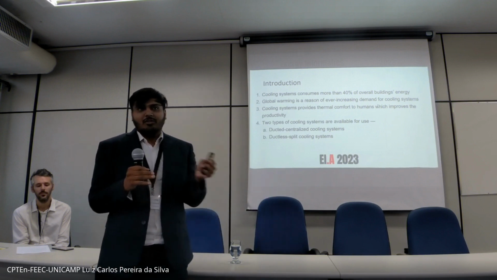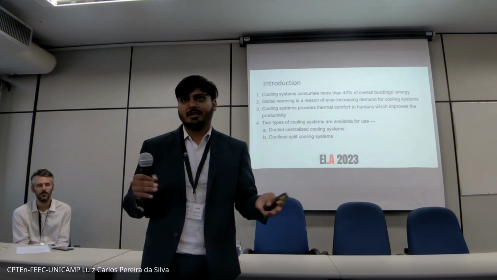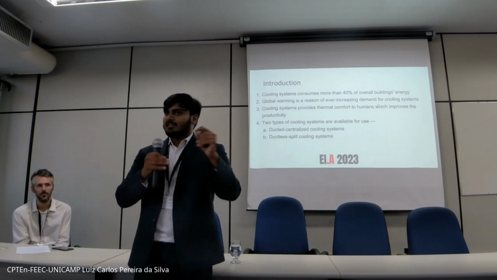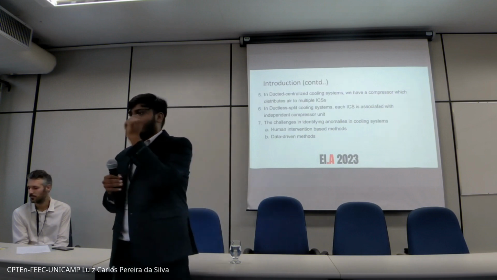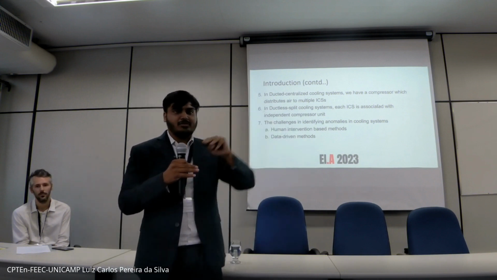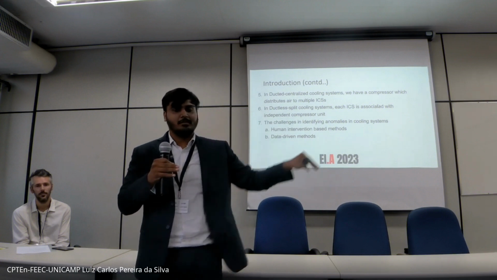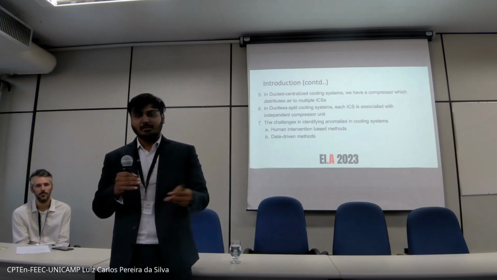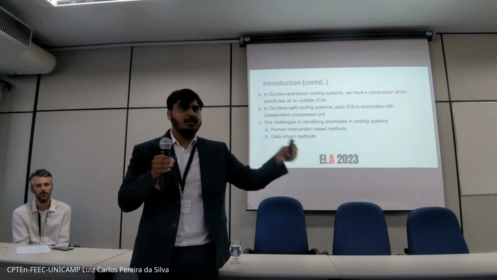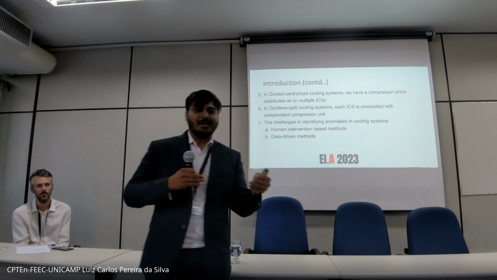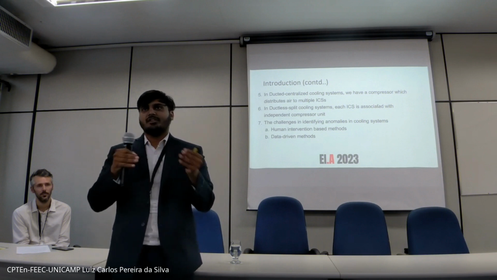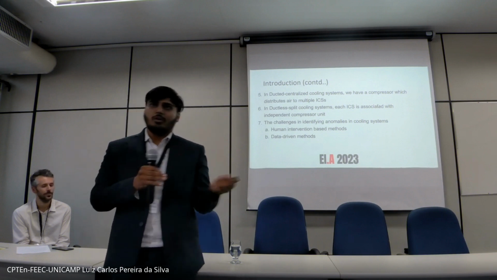In general, we have two types of cooling systems which can be used in our buildings. One is the ducted cooling system, and the other is the ductless cooling system. In the ducted system, we have one external unit connected to an air handling unit, which distributes cold air within the rooms. However, in the ductless system, we have one external unit associated with a single air handling unit in the room. Each ductless cooling system is considered an individual cooling system, or ICS.